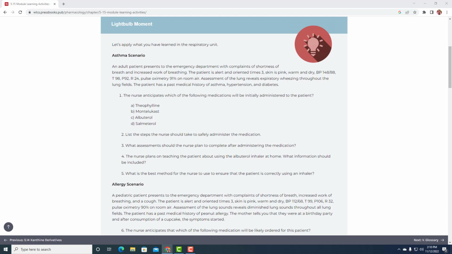Number 3, what assessments should the nurse plan to complete after administering the medication?